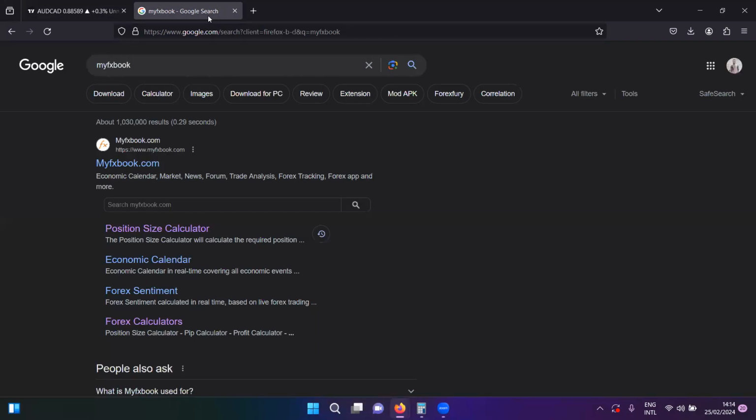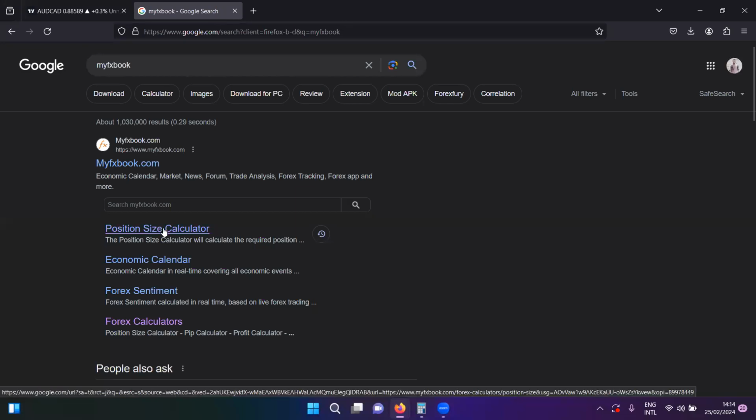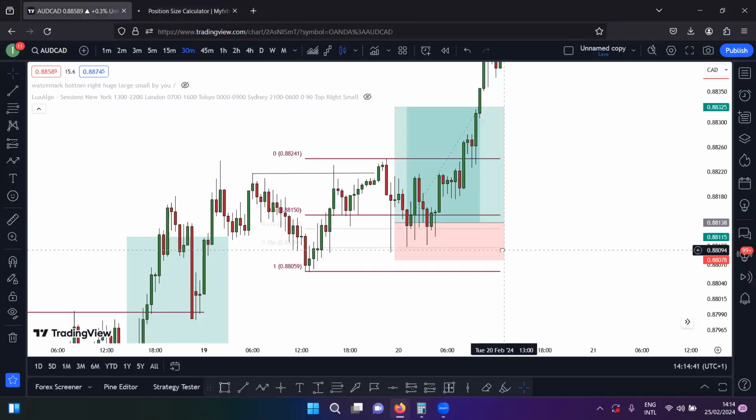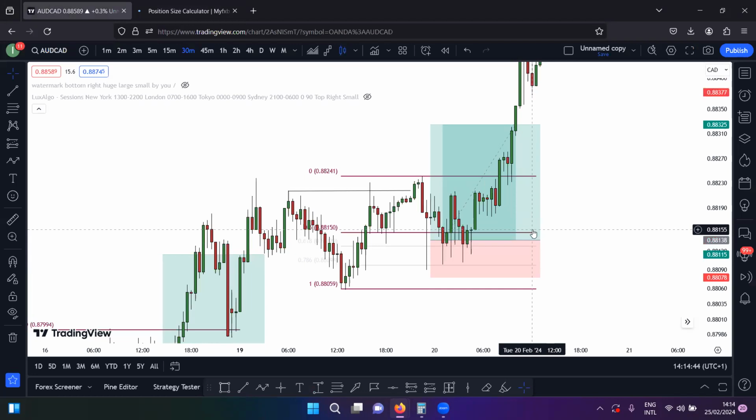This is where you make use of MyFXBook. Go to myfxbook.com and then you will see the position size calculator. When you go to the position size calculator, in line with your strategy, you want to know what stop loss you are using.